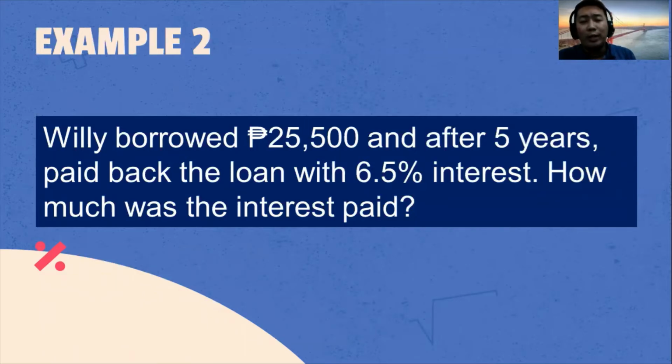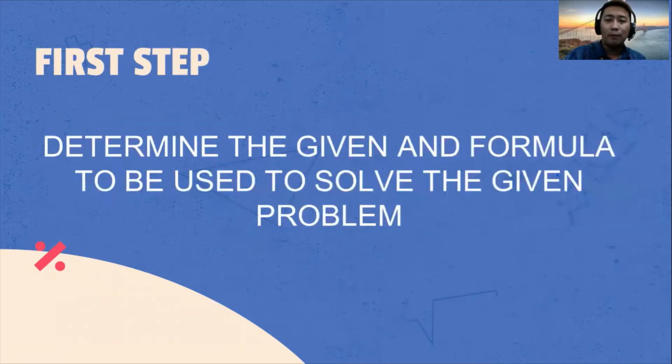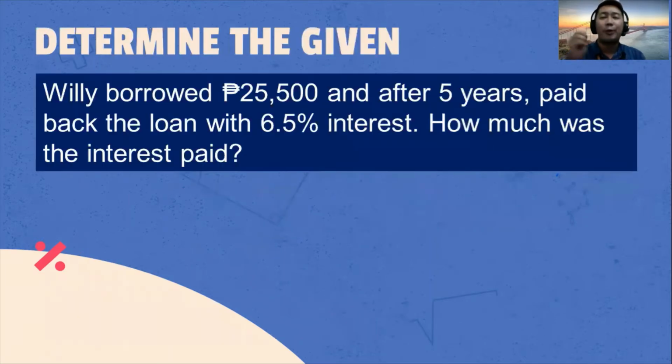Willie borrowed 25,500 pesos and after 5 years paid back the loan with 6.5% interest. Question, how much was the interest paid? First step, determine the given and formula to be used to solve the given problem. Let's now try to identify or determine the given.